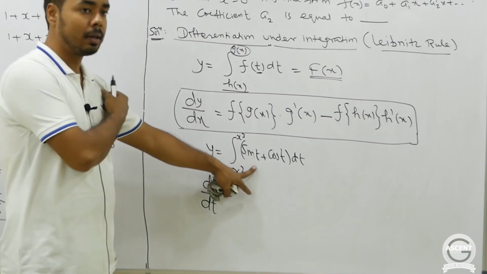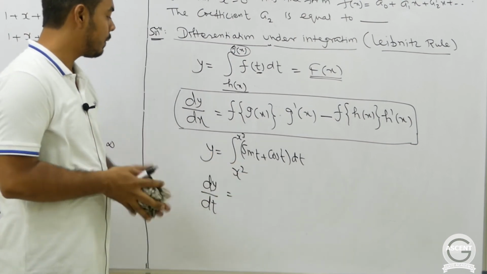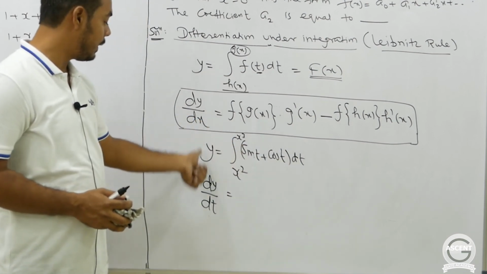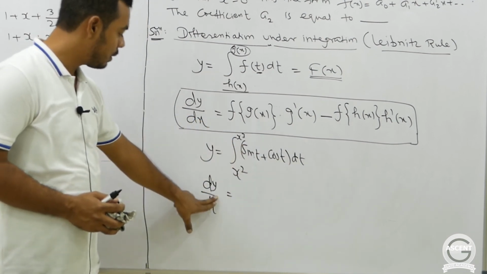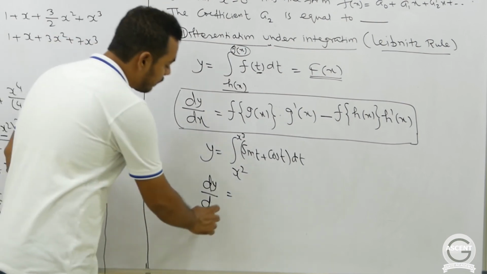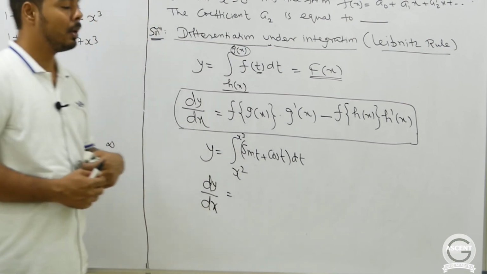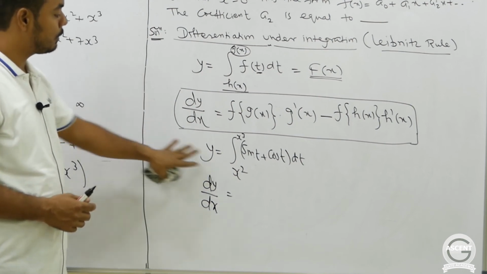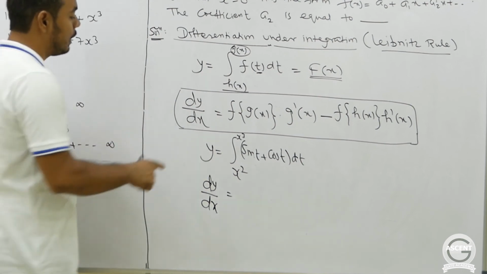I want to calculate dy by dx without evaluating this integral. Here it is easy to integrate, but many times you will find that it is not easy to integrate these functions, and we only need the derivative of y with respect to x. Y is some function of x, so we need dy by dx. Using this formula you can directly find the derivative without calculating the integral. Let me show you how.